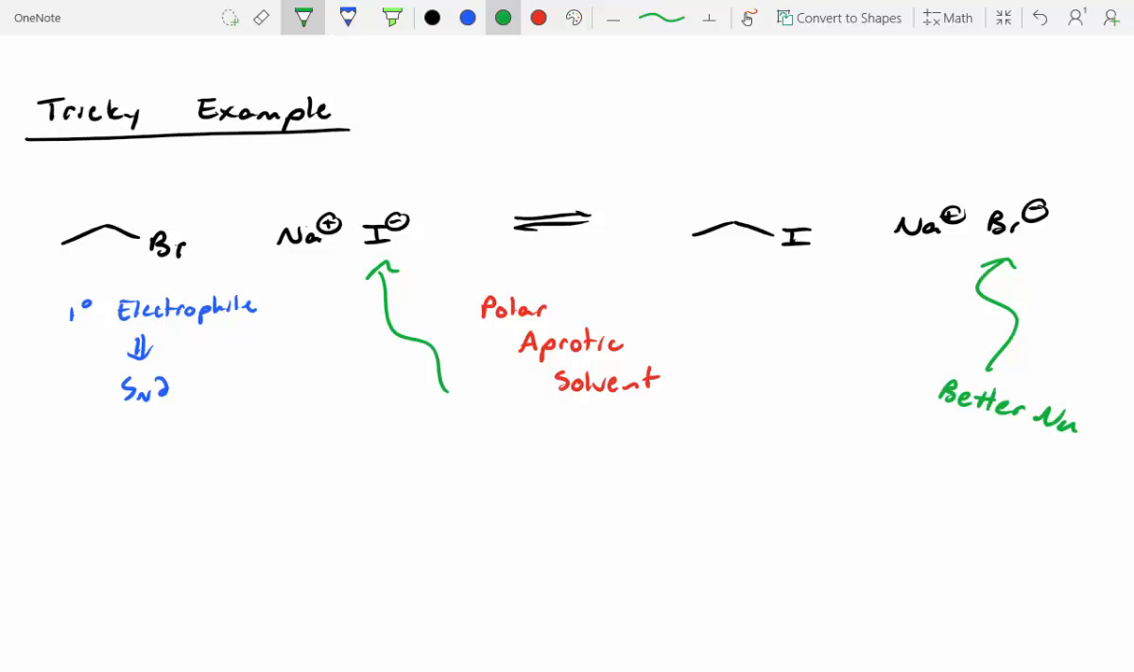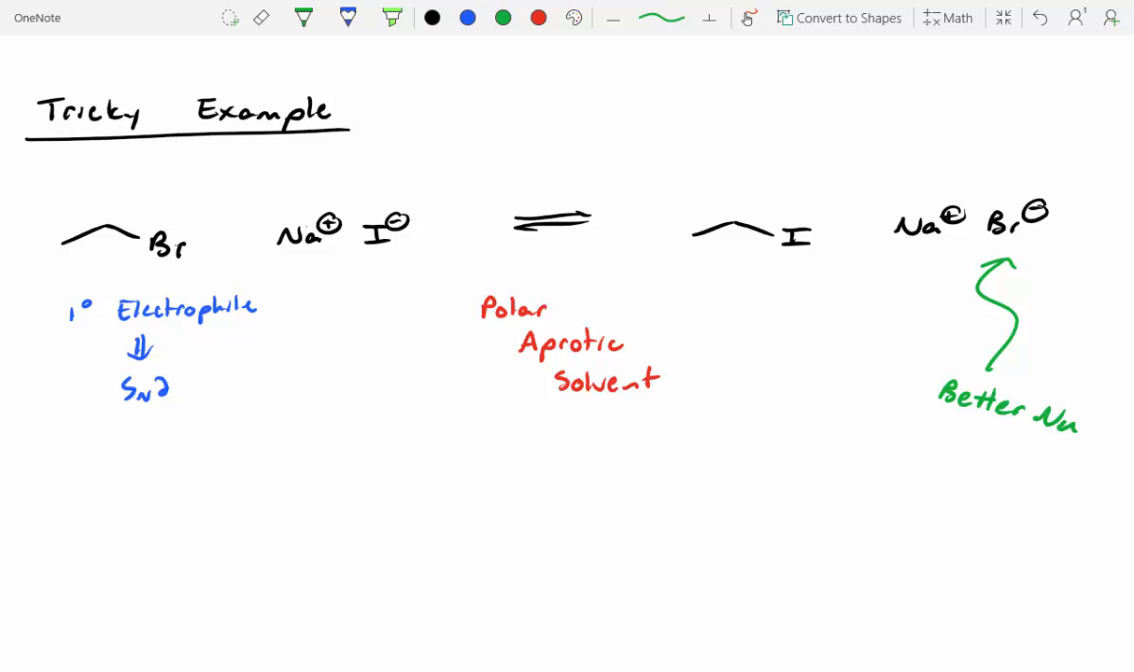Yeah, in this case, bromine's more electronegative. It's smaller. That's the biggest thing when we're looking at a column, is really small molecules tend to be a little less stable, so they're going to be more nucleophilic.